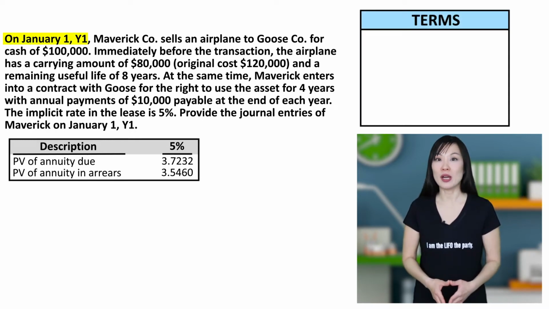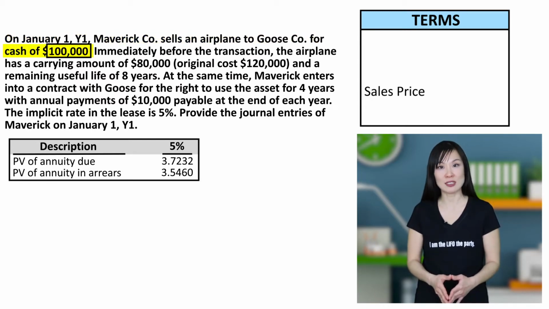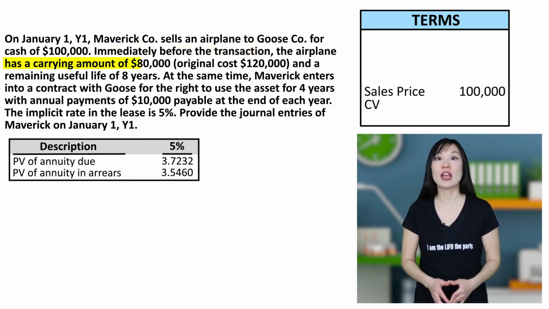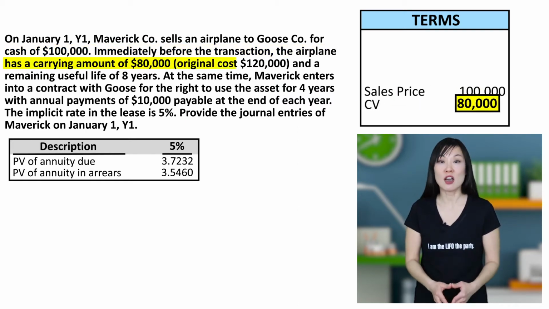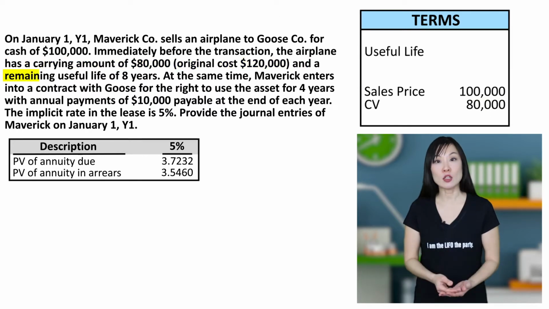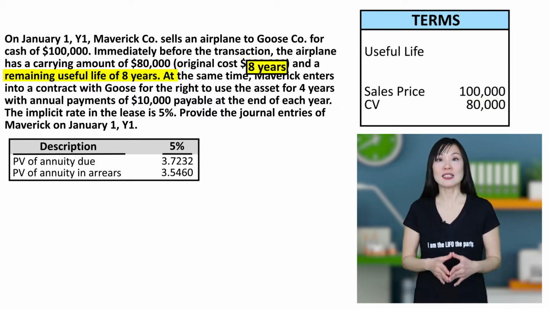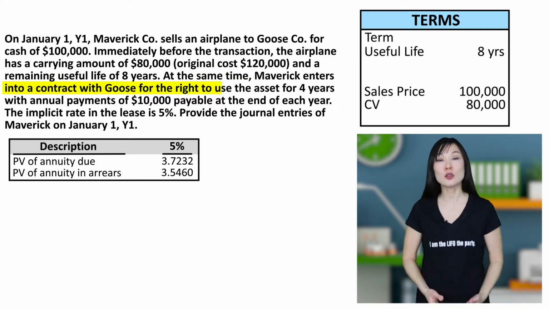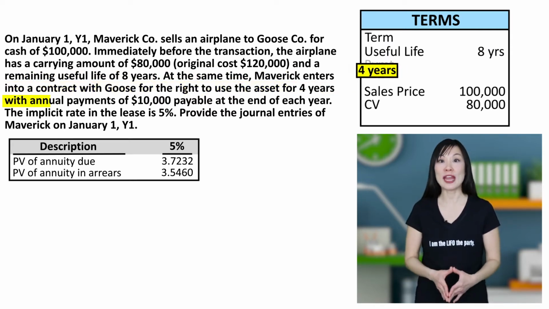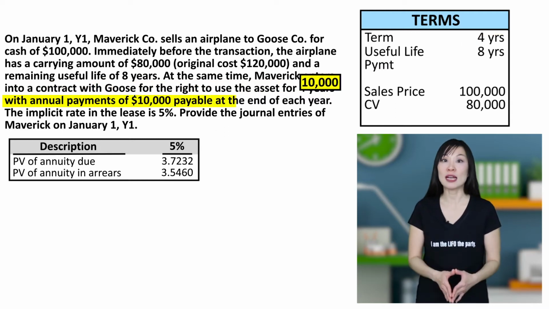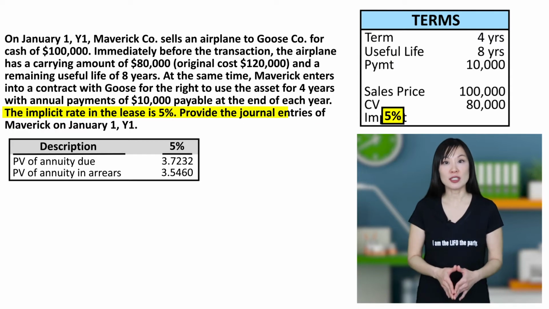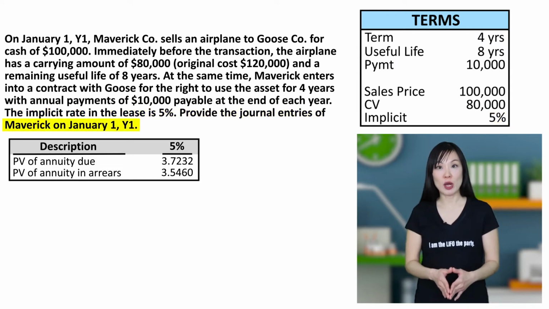On January 1Y1, Maverick sells an airplane to Goose for cash of $100,000. Immediately before the transaction, the airplane has a carrying amount of $80,000, with an original cost of $120,000 and a remaining useful life of 8 years. At the same time, Maverick enters into a contract with Goose for the right to use the asset for 4 years with annual payments of $10,000, payable at the end of each year. The implicit rate in the lease is 5%. Provide the journal entries of Maverick on January 1Y1.